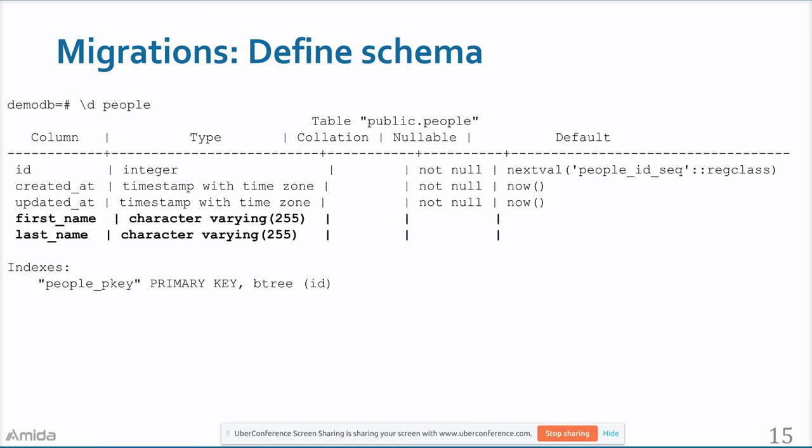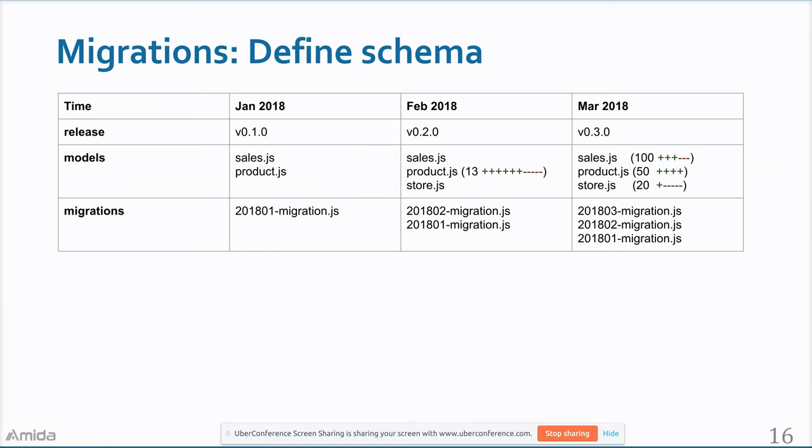When you're thinking about migrations, there are three things to keep in mind: your release or your git commit, your models, and your migrations. So let's say we start off in release 0.1. We define two models, sales and product. We can do our development work on them, and do the syncing, et cetera. But then we give it to a customer. So we have a migration in place.